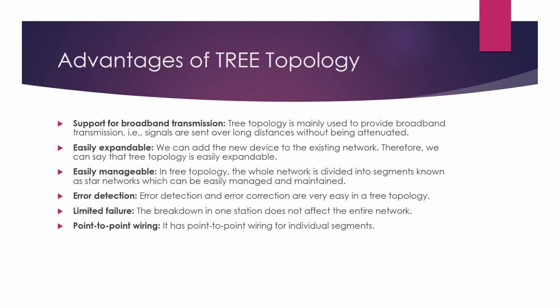The third one is easily manageable. In tree topology, the whole network is divided into segments known as star networks, which can be easily managed and maintained. Error detection: error detection and error correction are very easy in a tree topology. Limited failure: the breakdown of one station does not affect the entire network. Last but not least, point-to-point wiring. It has point-to-point wiring for individual segments. So these are all six advantages of tree topology.